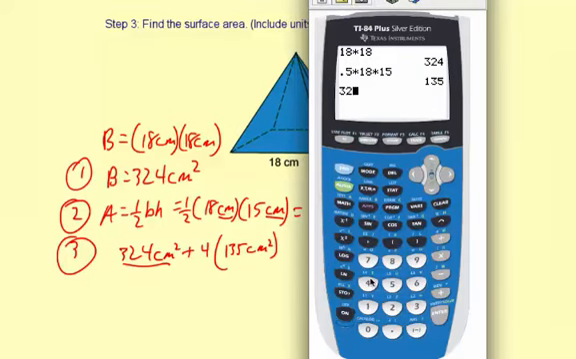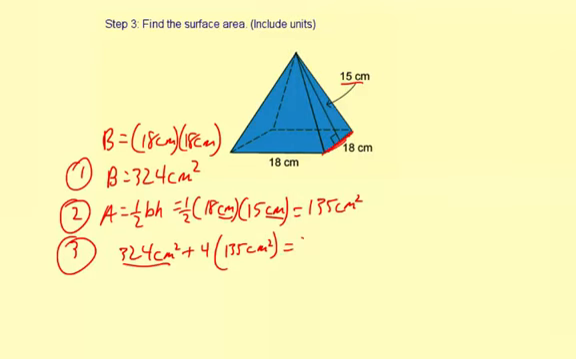So you're going to have 324 plus 4 times 135. Now my calculator knows order of operations, so I can just type it in like that. Depending on your calculator, you might have to do 4 times 135 first, then add the 324, but you'll see right away when you get your answer. So here we go, 864 square centimeters.